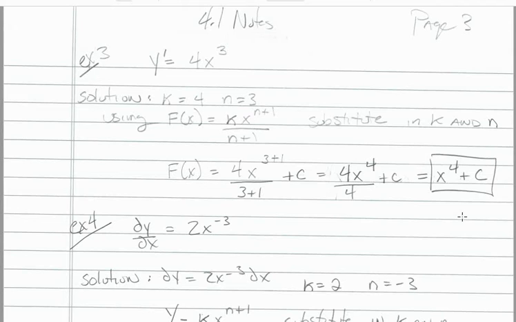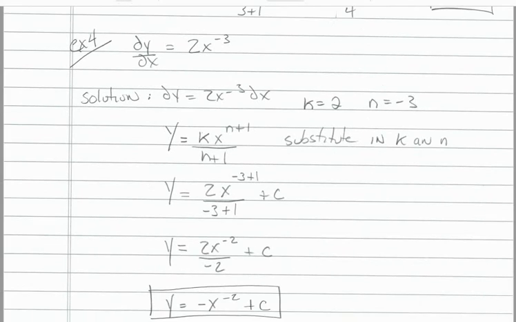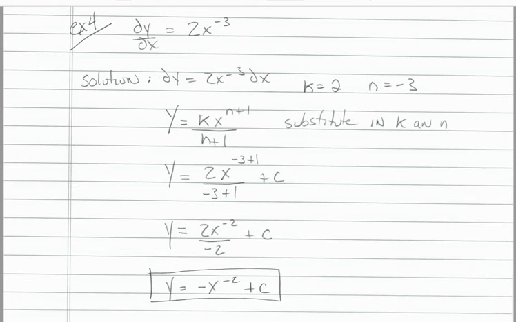Note, if we take the derivative of x to the 4th plus c, we end up with 4x cubed. So that's one way that you can always check to see if you're right, is by taking the derivative of your answer. That helps sometimes for you to really understand what's going on. Let's look at example 4.